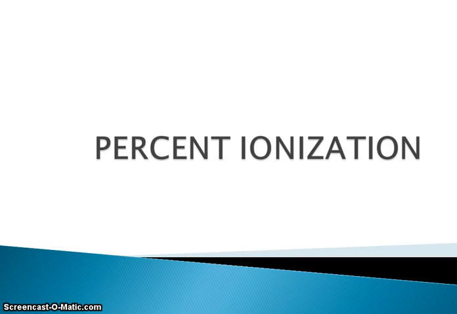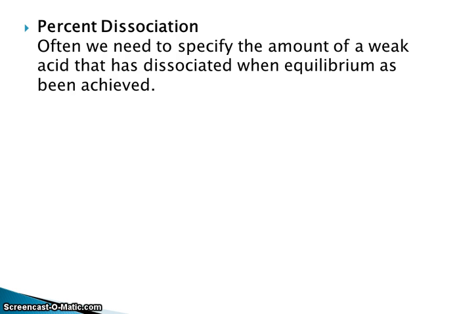Percent dissociation. When we deal with percent dissociation, we're dealing with the amount of a weak acid that has dissociated when equilibrium has been established.